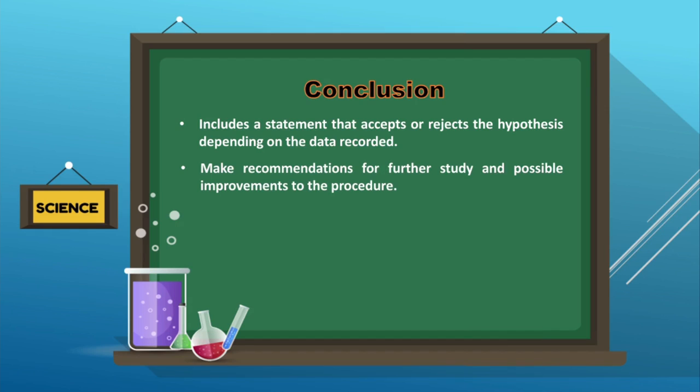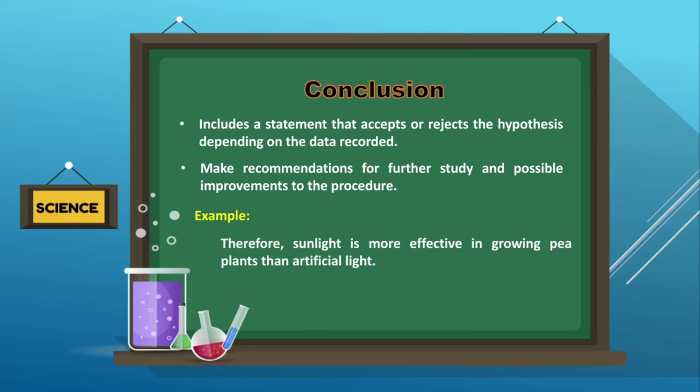Now, how do we draw a conclusion? So let me help you, young scientist. First, you are going to start with the sentence pattern "Therefore," and then add your sentence. For example, "Therefore, sunlight is more effective in growing pea plants than artificial light." So in this statement, we are using the word therefore.